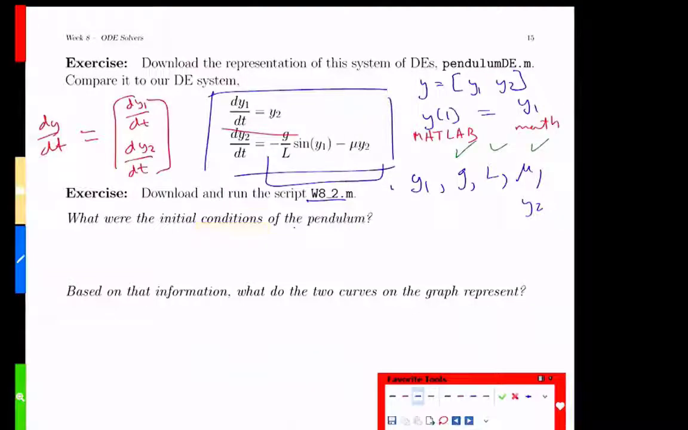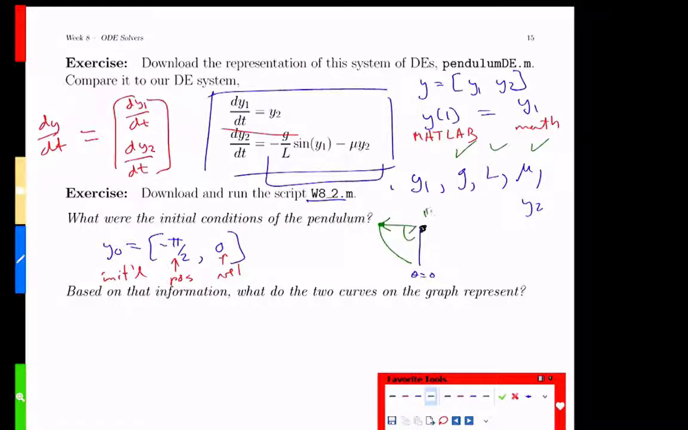Let's make a quick note of that. Negative pi over 2 and 0. That's our initial position and velocity. And what does that translate to in terms of a picture? Well, everything's in radians. So if this is theta equals 0, what we're going to be talking about is moving it up over to here. That would be negative pi over 2 for our angle.